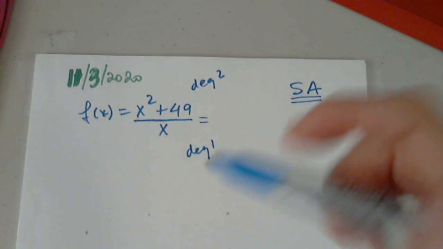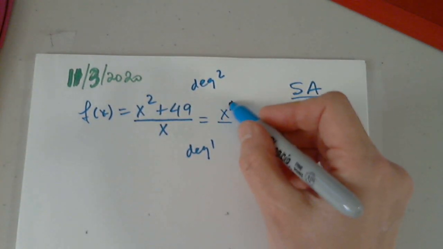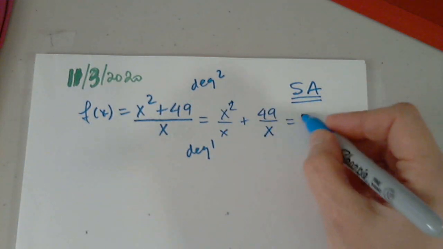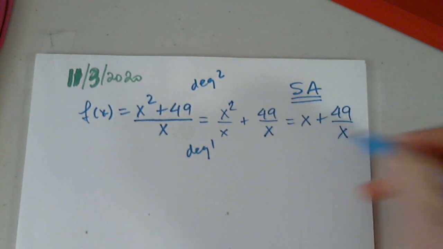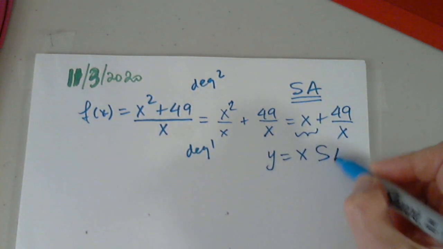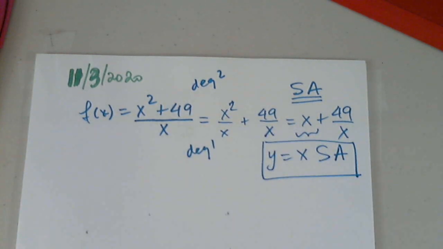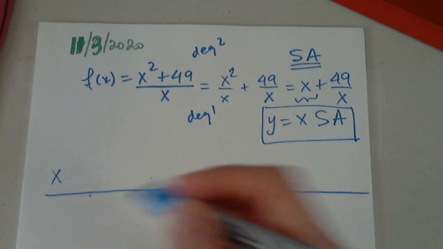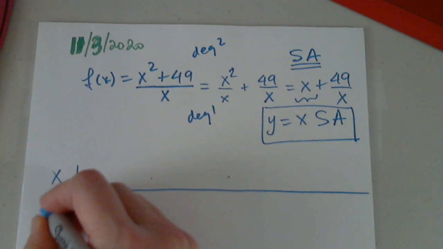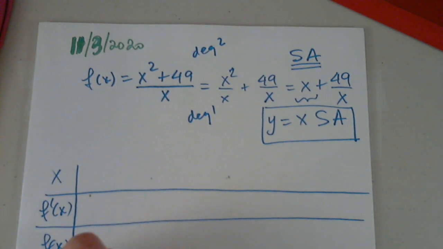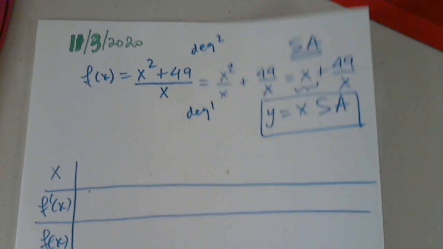So now I'll separate it. So I have x squared over x plus 49 divided by x. I simplify, of course, so it's x plus 49 over x. I already have the slant asymptote. Okay, I go back now to find everything. So it's f of x, then f prime of x, and the second derivative. Please stop me anytime, okay?